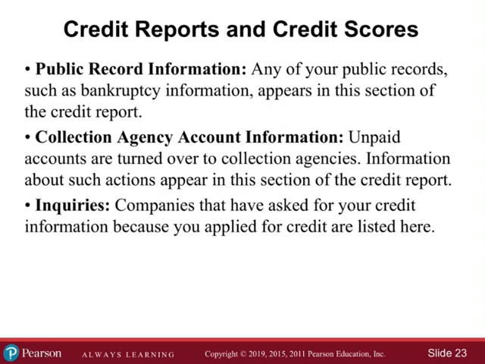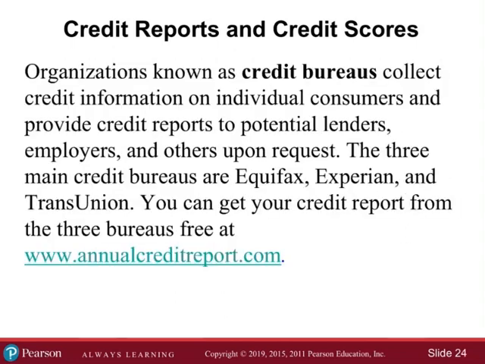Companies, I think we're good on this stuff. Let's keep going. We're almost done with this. Organizations known as credit bureaus collect credit information on individual consumers and provide credit reports to potential lenders, employers, and others upon request. The three main credit bureaus are Equifax, Experian, and TransUnion. You can get your credit report from the three bureaus free at annualcreditreport.com.